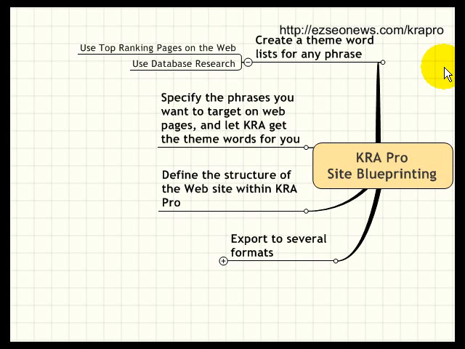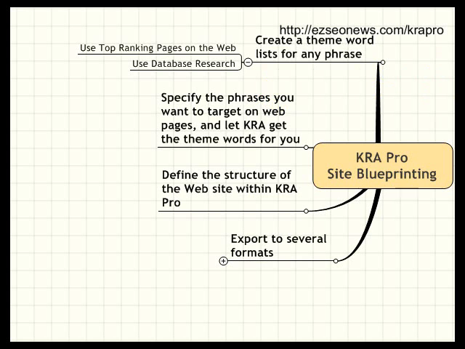Whereas in Keyword Results Analyzer, the standard version, you have to do one theme word, one phrase at a time. KRA Pro will take the list that you give it, and it will do one after the next, and then the next, and then the next, totally automated. So if you decide on 100 phrases that you want to use for creating web pages, you can plug them into KRA Pro, and KRA Pro will go away and find theme words for all of those 100 phrases. So that was the next idea.